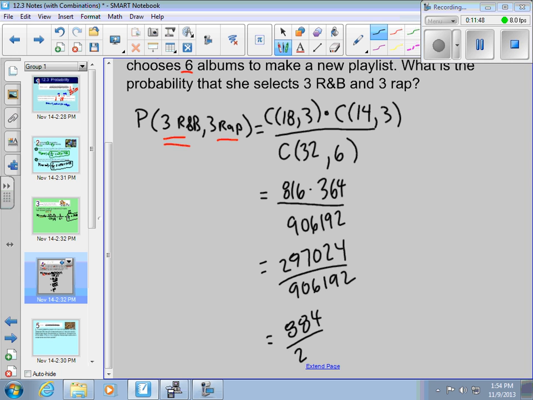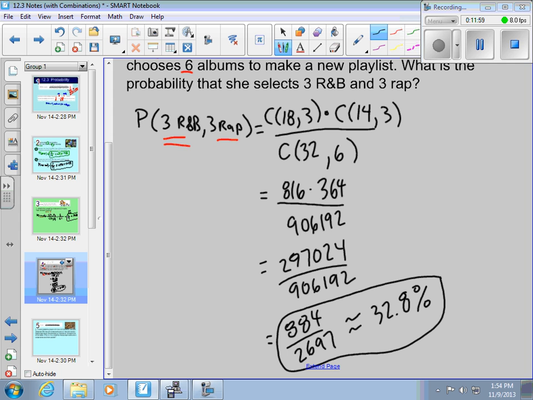As you saw too on the calculator, you could write it as a decimal or percent of about 32.8%. So that's using combinations. Anytime you're selecting out of a group, and order doesn't matter, you want to use combinations.